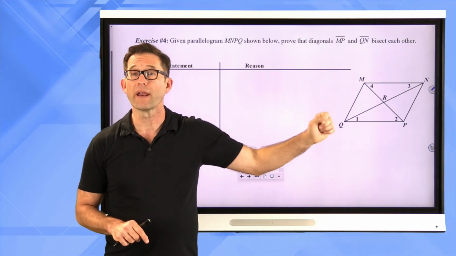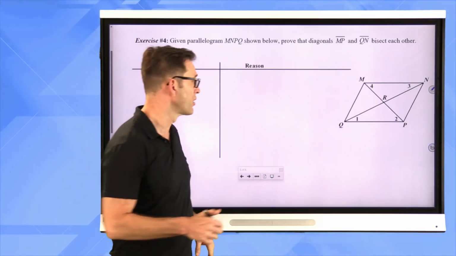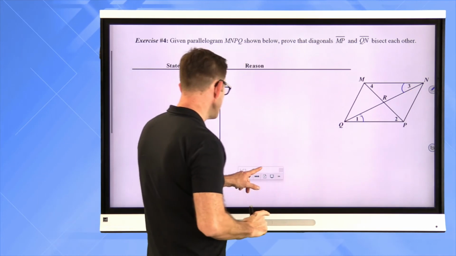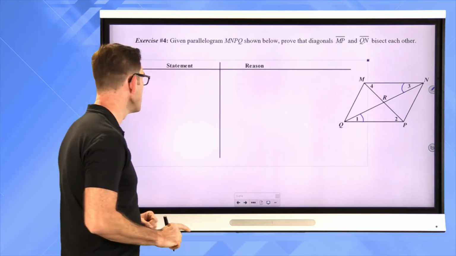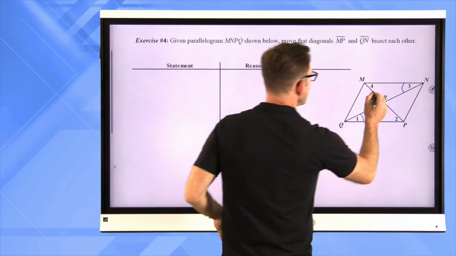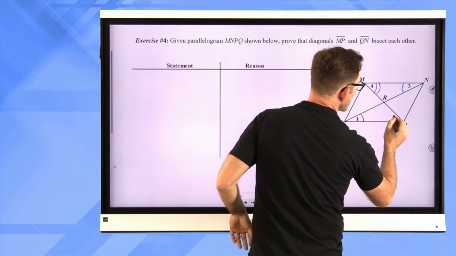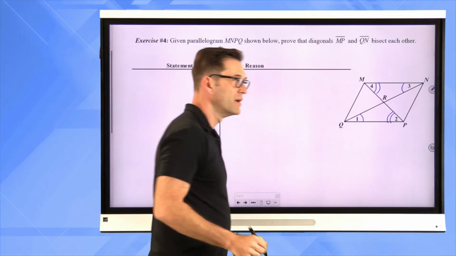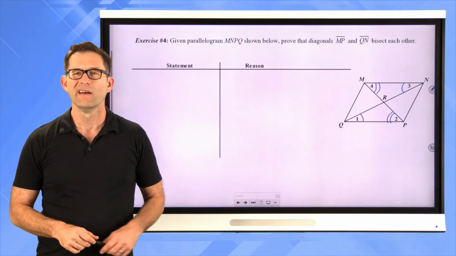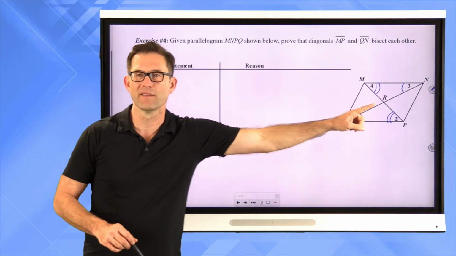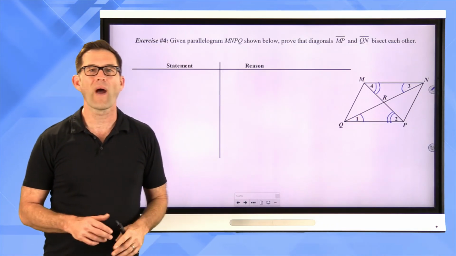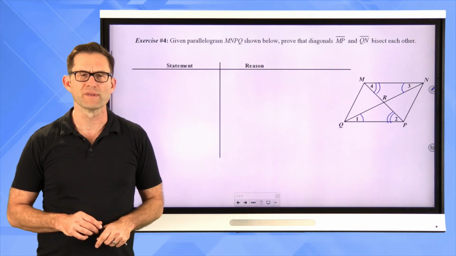Well, from earlier, I can certainly say that angle 1 and angle 3 are congruent. These two are going to have to be congruent because they're alternate interior angle pairs created by parallel lines. Likewise, I can also say that angle 4 is congruent to angle 2, because those are also alternate interior angles created by parallel lines. Now I could say that this angle here and this angle here are congruent because they're vertical angles, but there is no angle theorem for congruency.